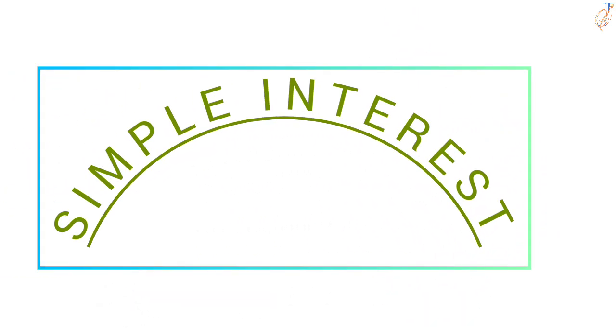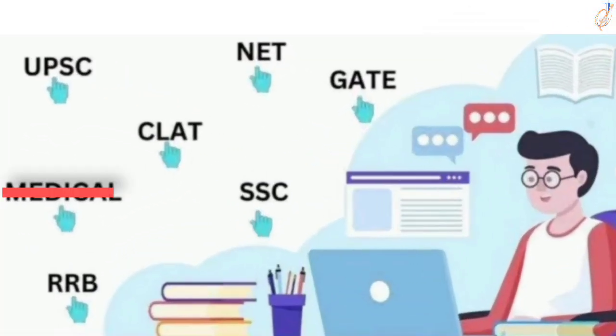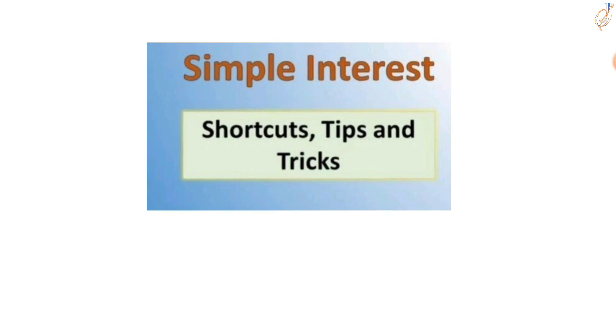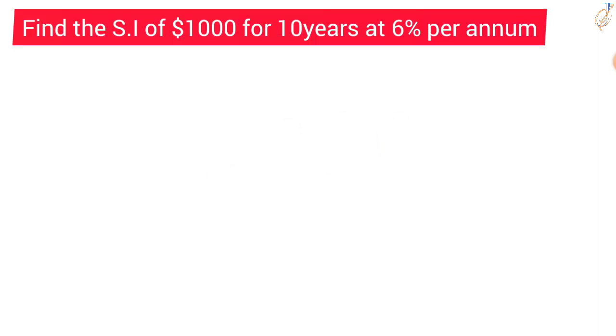Today's topic is simple interest. This topic is very important for competitive exams. Utilizing the traditional formula for finding simple interest consumes a lot of time. So I'm going to tell you a shortcut trick which you can use to solve this type of problem within a few seconds. Let's start. Find the simple interest of $1,000 for 10 years at 6% per annum.